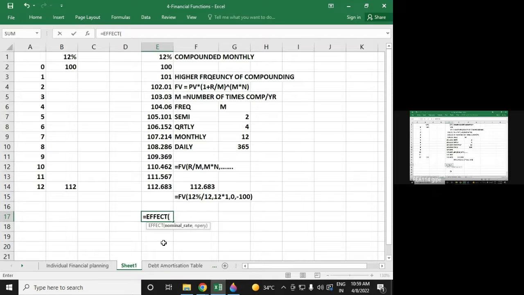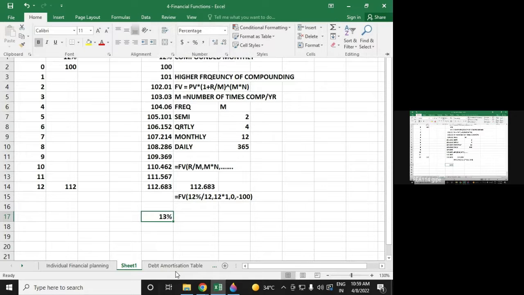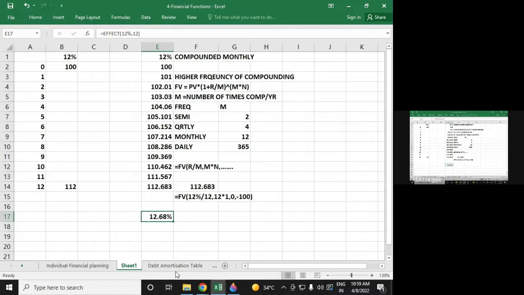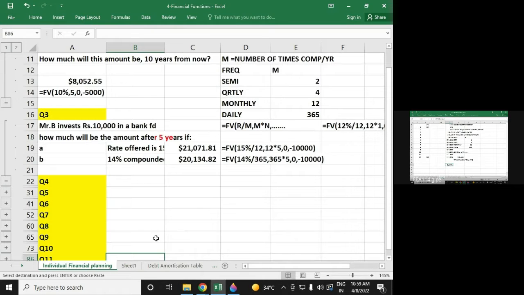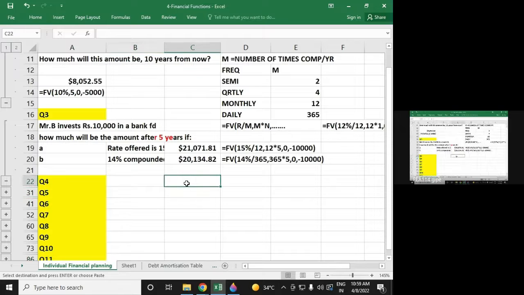इफेक्ट: nominal rate is whatever is the scheme rate, 12%. And nper is number of compounding periods per year, which means m, जो मैं यहाँ डिफाइन कर रहा हूँ. एक्सेल पूछ रहा है m कितना है, because it is compounded monthly. m is 12. So Excel will directly give you the rate. Okay, 12.683%. Okay, everyone. So here is the formula on screen.